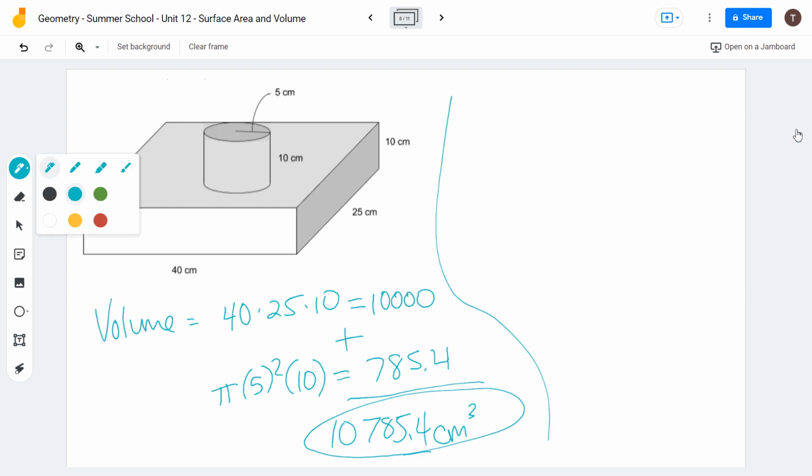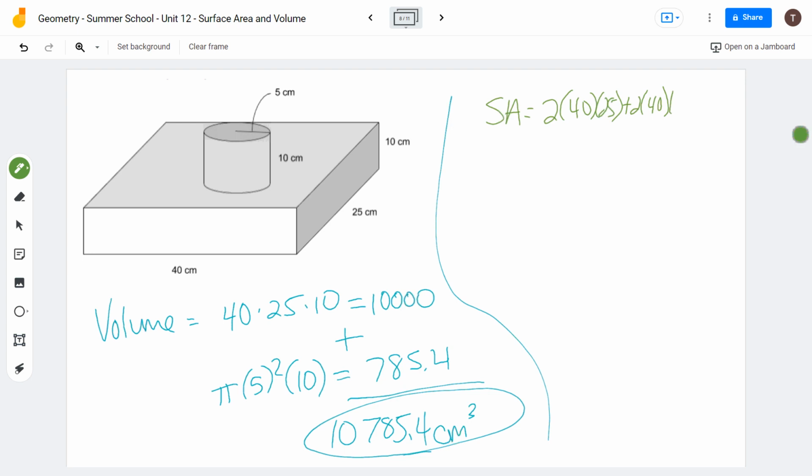For surface area, the surface area of the rectangular prism is going to be 2 times 40 times 25 plus 2 times 40 times 10. As I'm doing this, I'll finish it and then I'll explain it. Really, all these formulas are doing is finding the area of each individual face. So for instance, I have 2 rectangles in the front and the back that are 40 centimeters by 10 centimeters. To find the area of a rectangle, it's just length times width. Since I have 2 of those, that's where the 2 comes in. So that's that formula kind of broken down.